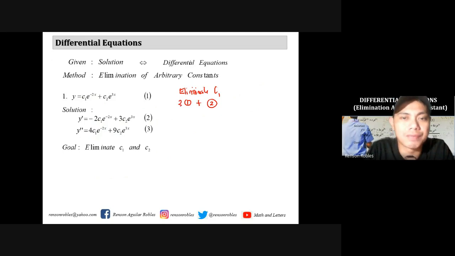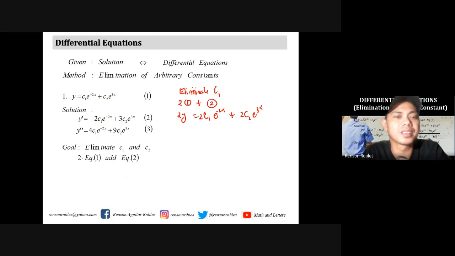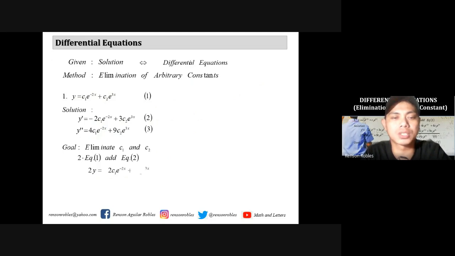Okay? So you have 2 times y is 2y, equals 2c1 e to the negative 2x plus, multiply 2 again, 2c2 e to the 3x. So you multiply 2 to equation 1, that's 2y equals 2c1 e to the negative 2x plus 2c2 e to the 3x. And then we shall add equation 2. This is your equation 2.